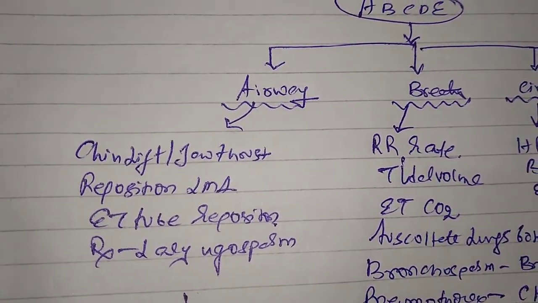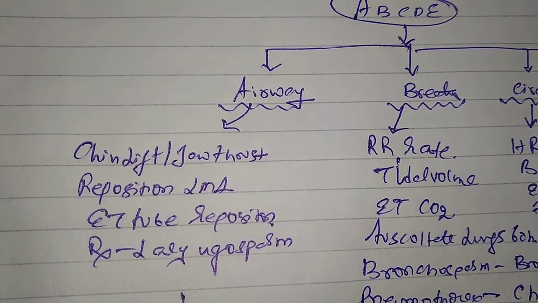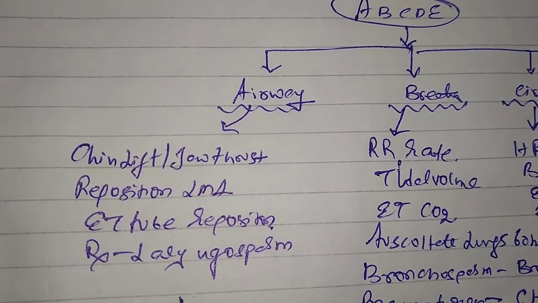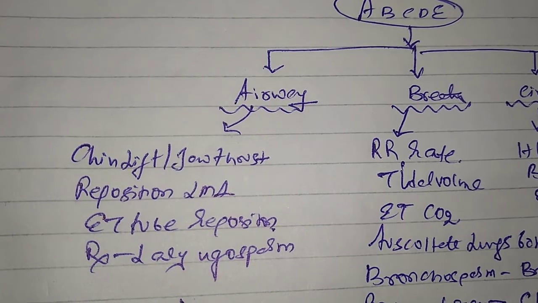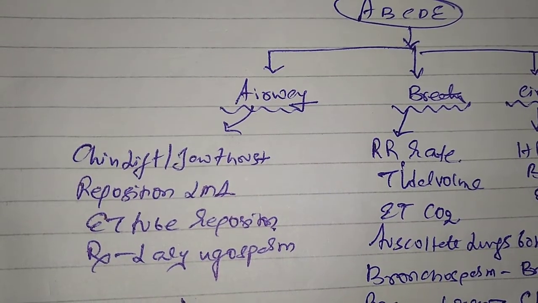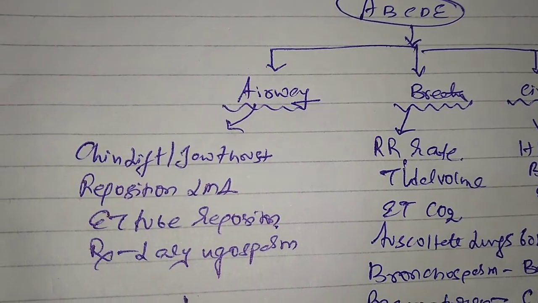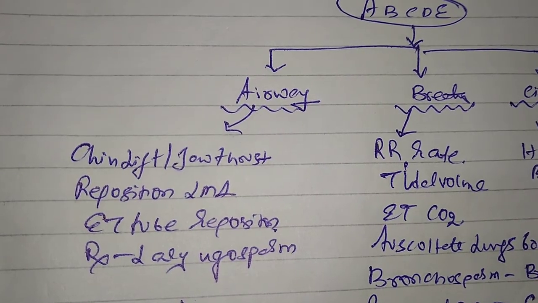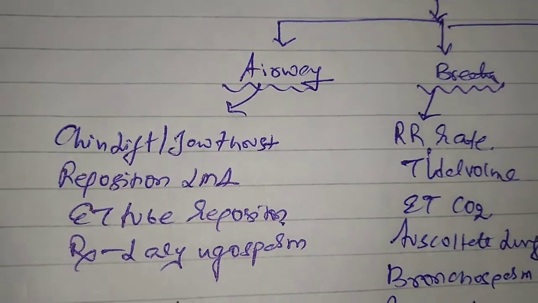Then try the chin lift or jaw thrust method, or reposition the laryngeal mask airway. If there is an ET tube, repositioning can be done. Sometimes accidental ET extubation can happen in ICU patients. Or if there is laryngospasm, treat the laryngospasm.